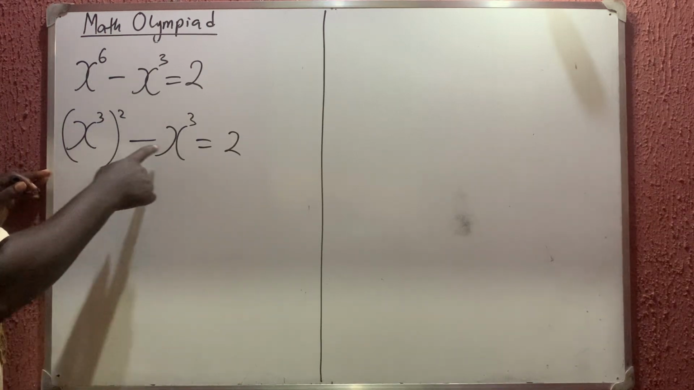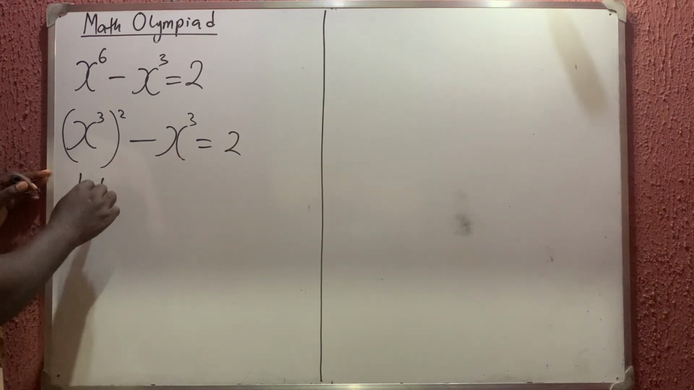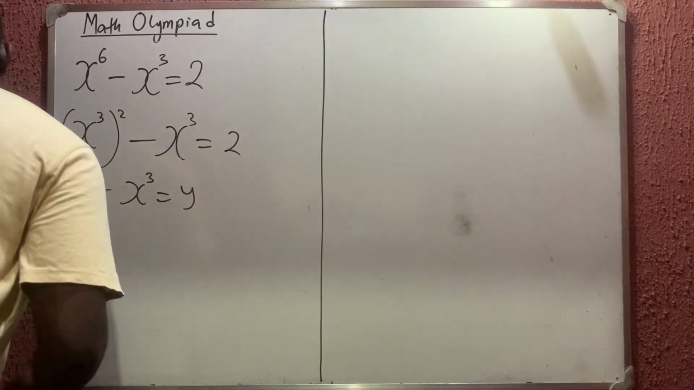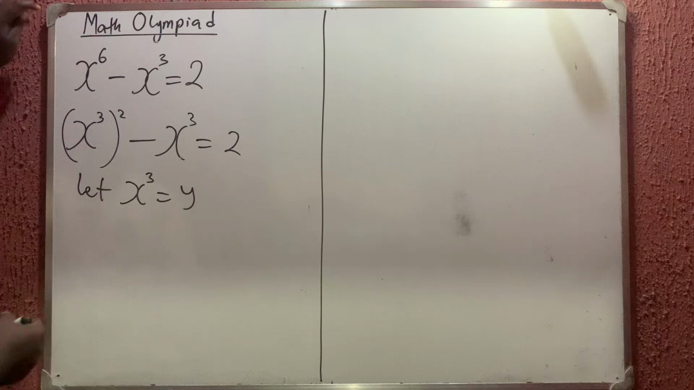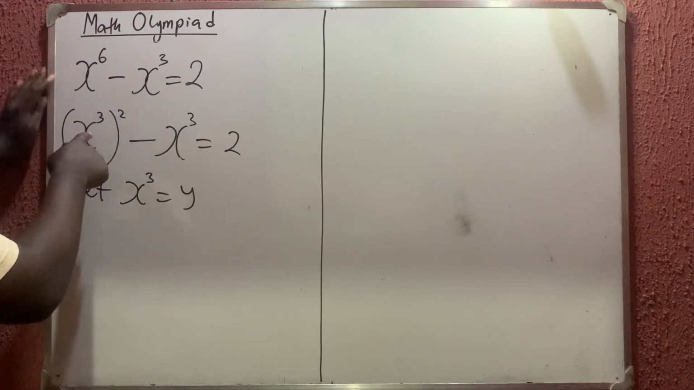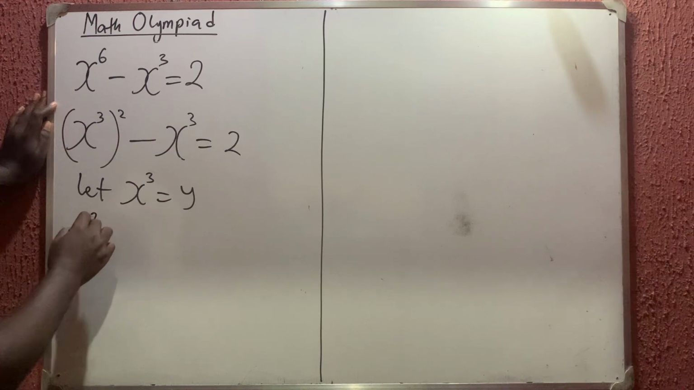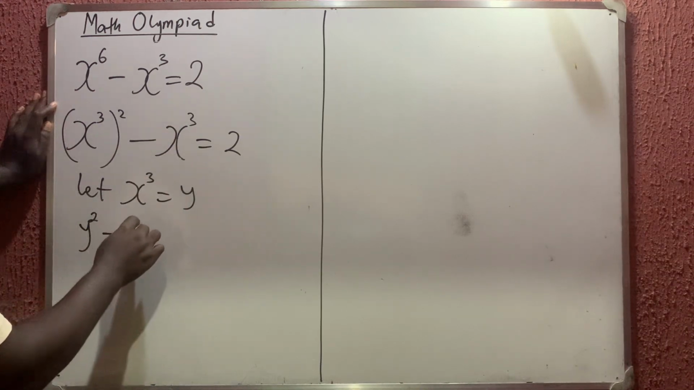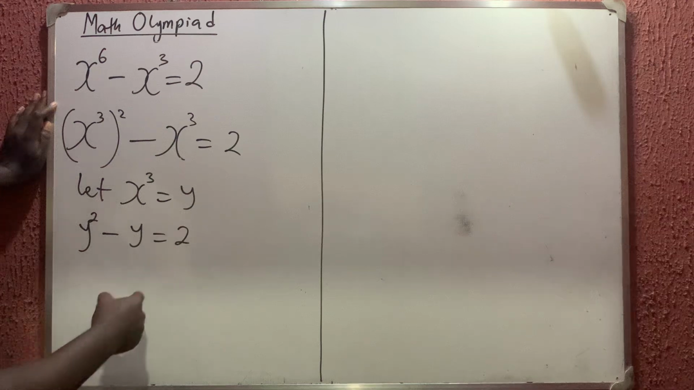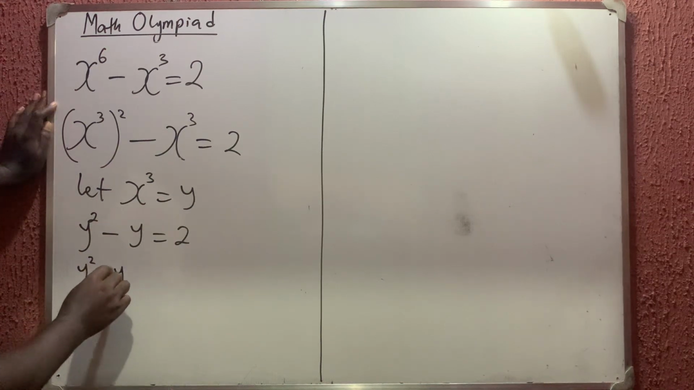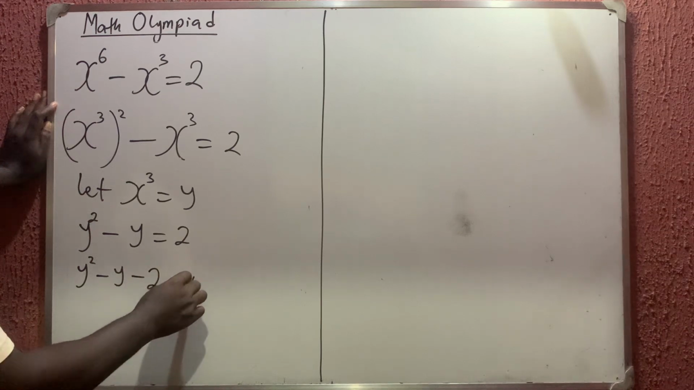Now if you look, this and this are the same thing, so we can let x raised to power 3 be equal to y. So anywhere I see x raised to power 3, I'll just quickly put y. So what do we have here? We now have y squared minus y is equal to 2. So this can come here to have y squared minus y minus 2 is equal to 0.